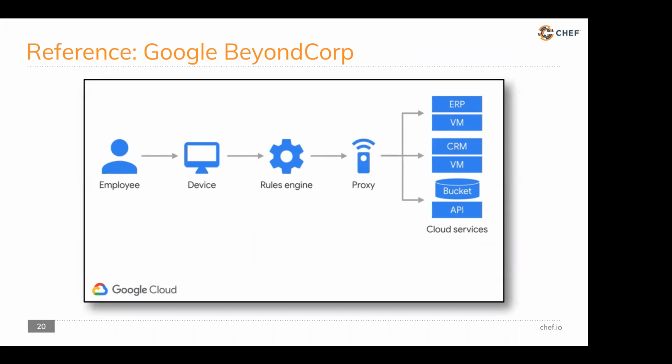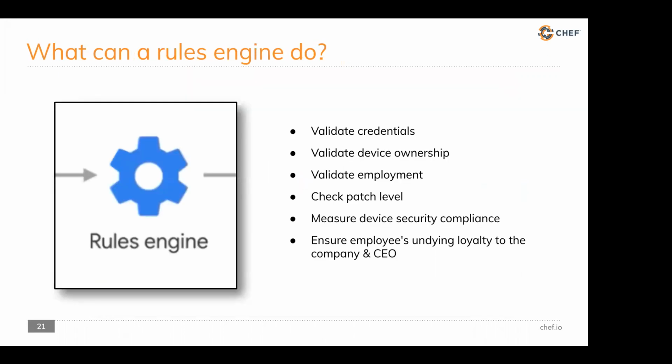So number one, the employee, again, has a device, and to access any of those cloud resources, the device must go through a rules engine and a proxy. And they split out those parts, but those really can be the same component, because what we're really establishing here is a rules engine that does a little more than just validate username and password. So what can a rules engine do? Well, we can validate device ownership.